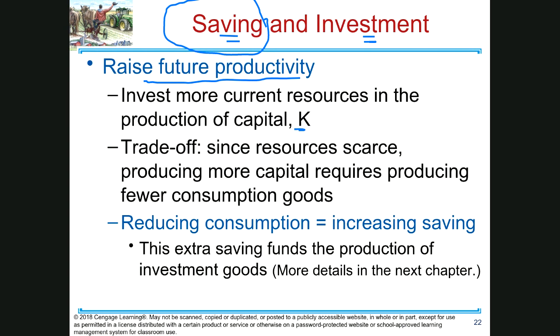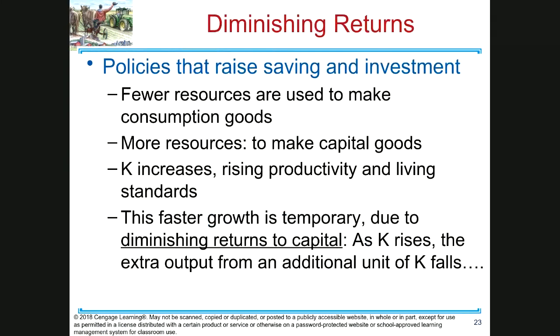When you put your resources to make more consumption goods, something that perishes after you consume it, like a bubble gum, or devote those resources to making tractors, ovens, factories that go to investment or production of future products. Reducing consumption equals increasing saving. This extra saving funds the production of the investment goods, more details coming in the following chapter. We might get to it in the next chapter, right? Okay.